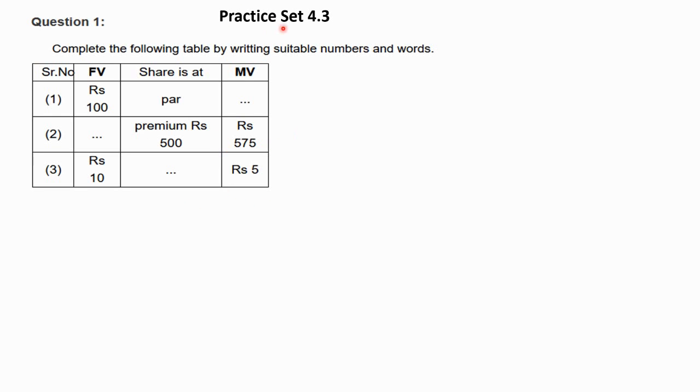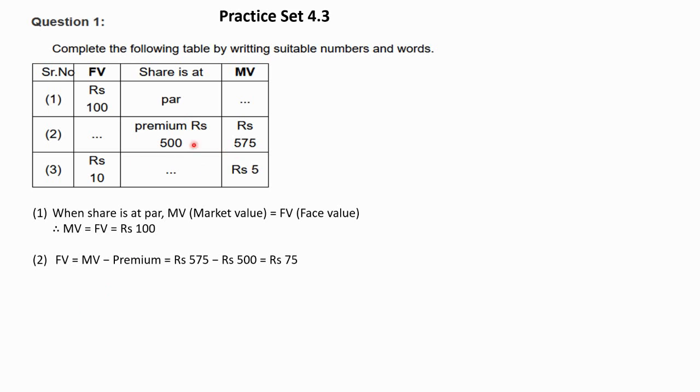So this is practice set 4.3, question 1. We have to complete the following table depending on what we have studied: at premium, at par, or at discount. If you see the first one, the share is at par, and we know when a share is at par, market value and face value are the same. So in the first column, market value will be rupees 100 as the face value is also 100.